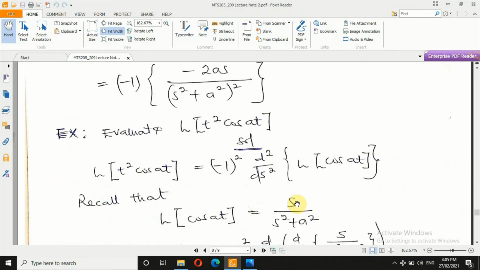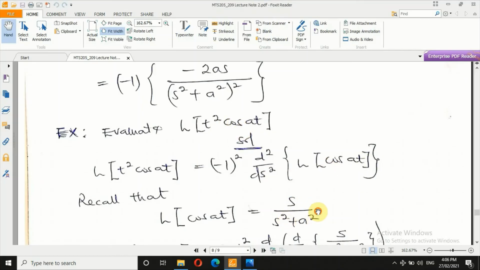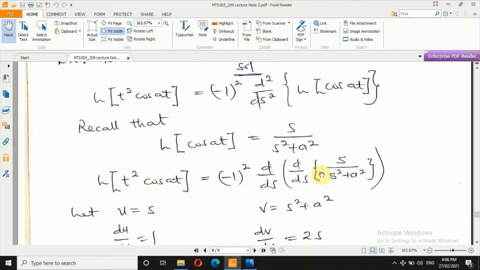So let's consider another example. Now we have Laplace transform of t squared cos at. Here we have t squared. You know here n is what? n is 2. So that is what? Minus 1 raised to power 2, then d squared over ds squared of Laplace transform of cos at. What is Laplace transform of cos at? That is s over s squared plus a squared. So we need to differentiate this one twice.